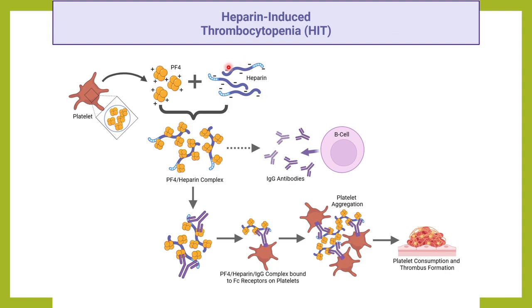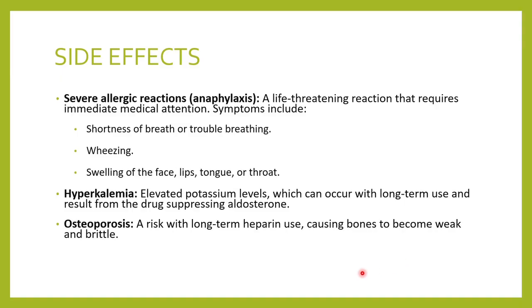So you can see here the heparin and this platelet factor 4, and to this complex you have developed antibodies. These antibodies will cause more and more platelets to aggregate, and then platelet consumption and thrombocytopenia. Some patients also have a very severe allergic reaction, anaphylaxis, to heparin. Some develop hyperkalemia because it suppresses aldosterone, and also osteoporosis. With long-term use, your bones also become weak and brittle.